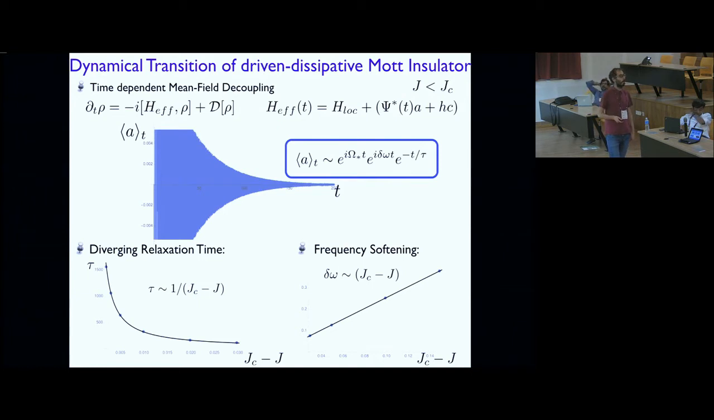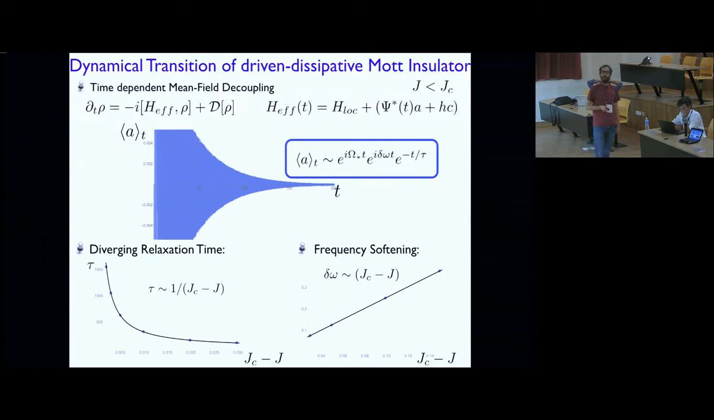So what we plot here is the amplitude of the coherent field as a function of time for very weak hopping. So you see here you have oscillation, which in the long time limit decays to 0, which tells you that for weak hopping, this incoherent phase is robust. So this Mott insulator, quote unquote, is robust. And it's very interesting to see the shape of this oscillation. So you see there is a very large frequency, omega star, and then there is a slow frequency, delta omega, and an overall relaxation time.